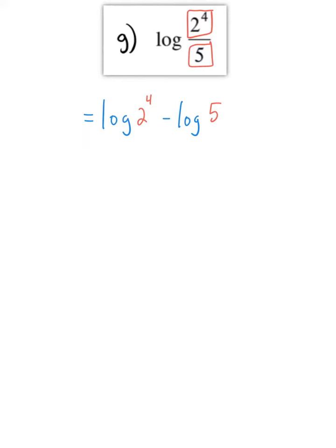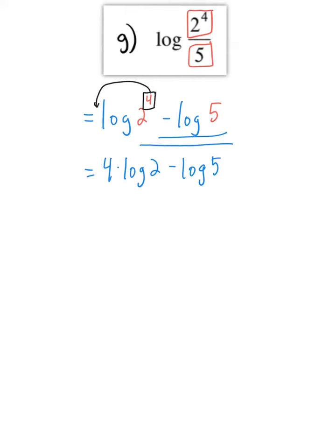Okay, and then this first log, now the whole argument is being raised to the 4th power. It's 2 to the 4th, and so now this exponent we can pull out. So this 4 we can pull out and multiply it out front. And when we do that, we get 4 times log of 2. And then there's nothing we can do with this second thing, so we just leave it the same, minus log 5, and that's the final answer.